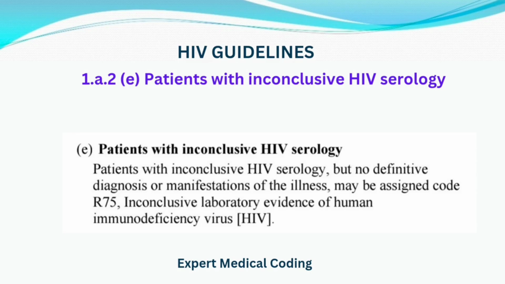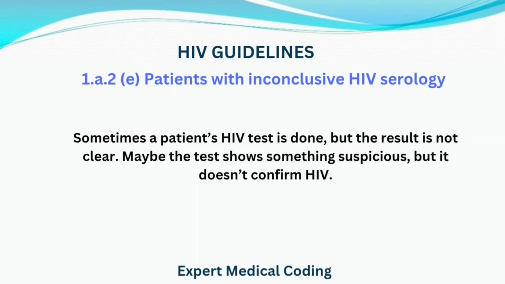Now, let's talk about another important guideline. What if the patient's HIV test results are not clear? That's where the code R75 comes in. Let me read the guideline. Patients with inconclusive HIV serology but no definitive diagnosis or manifestations of the illness may be assigned code R75, inconclusive laboratory evidence of HIV. Okay, let's break it down now.